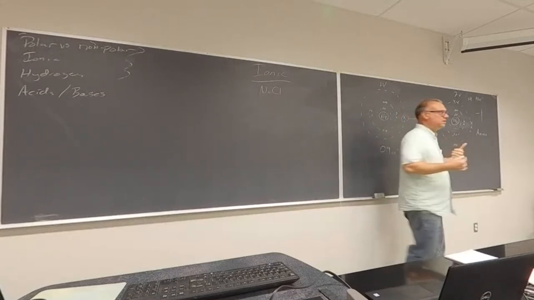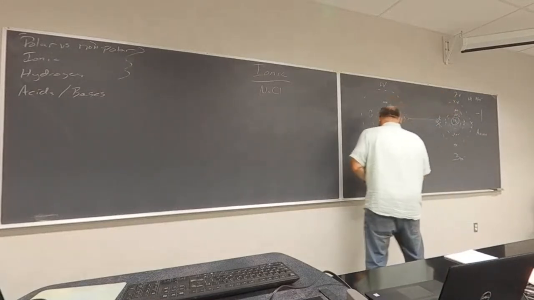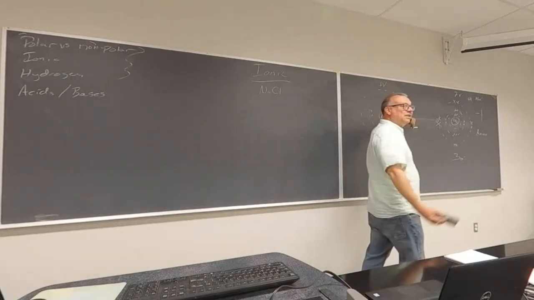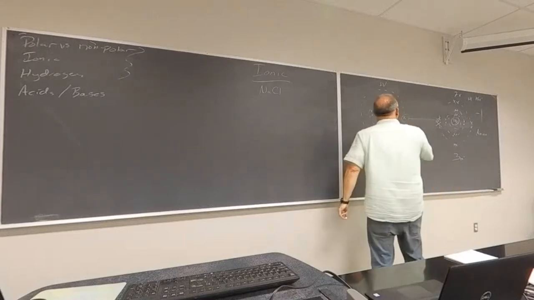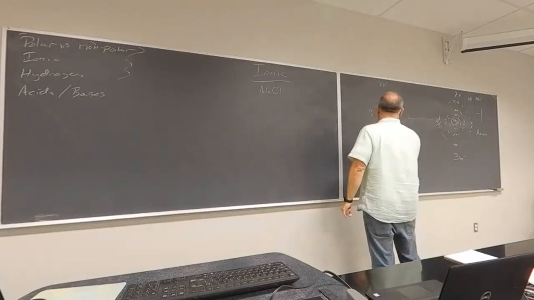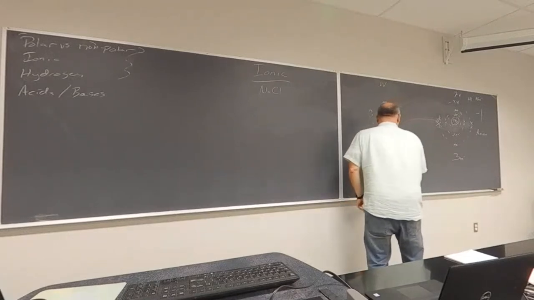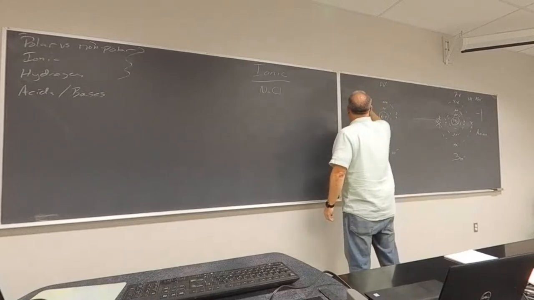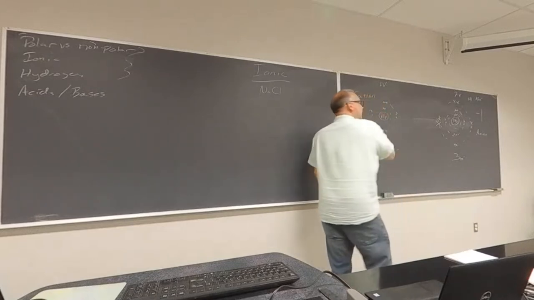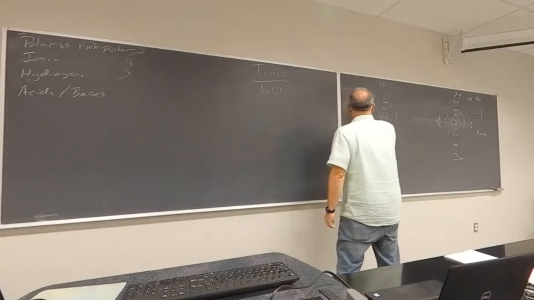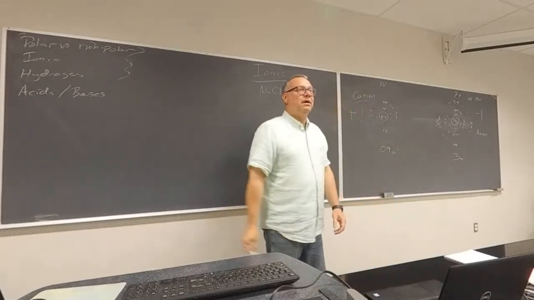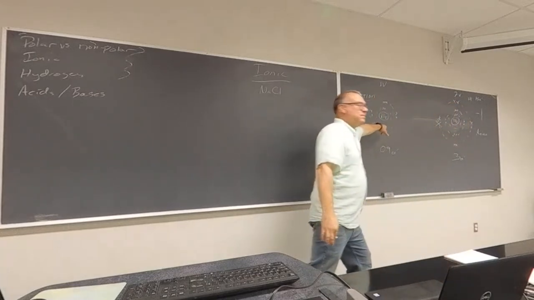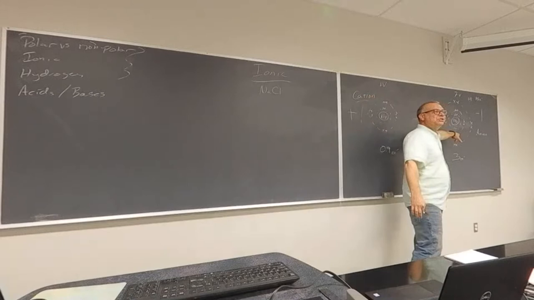Cool, got it, perfect. So this one not only loses the outermost electron, because it lost the outermost electron, it has actually lost the entire shell. We call these cations, and they have a charge of plus one. Both of these atoms are totally happy with this relationship.